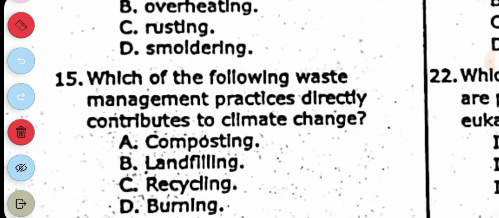15. Which of the following waste management practices directly contributes to climate change? A. Composting, B. Landfilling, C. Recycling, D. Burning. The answer to question 15 is D. Burning.